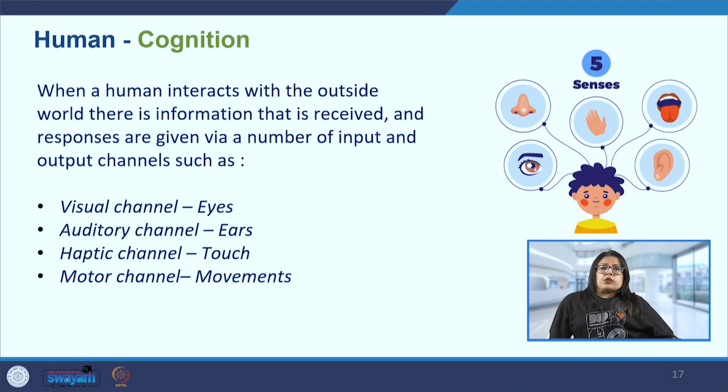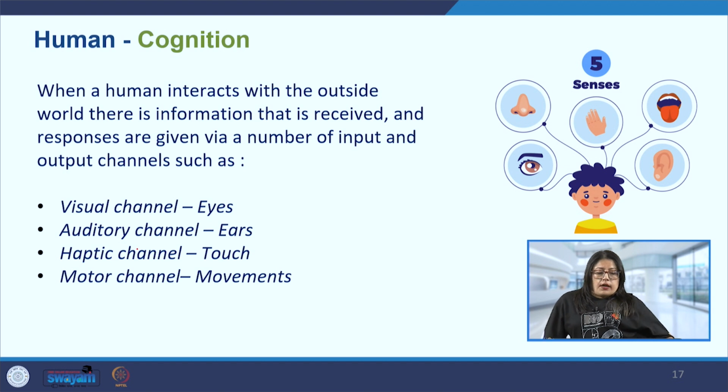There are a few ways in which humans interact with the outside world, how we perceive the environment and the information that is presented to us. Since we were a little baby, we have perceived with our senses, some of which are the visual channel, which is the eyes, the auditory channel, the ears, the haptic channel, which is touch, and the motor channel, which is movement. With all of these combined, we function in our daily life, and these are the channels through which we take in information, process it, and then act accordingly.